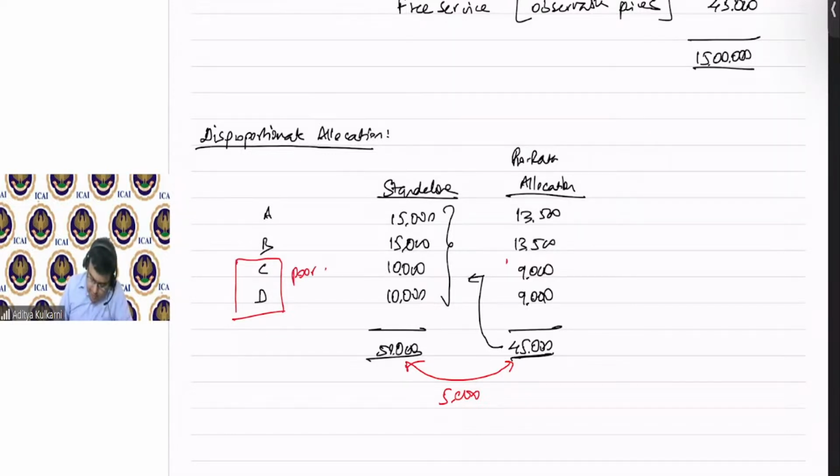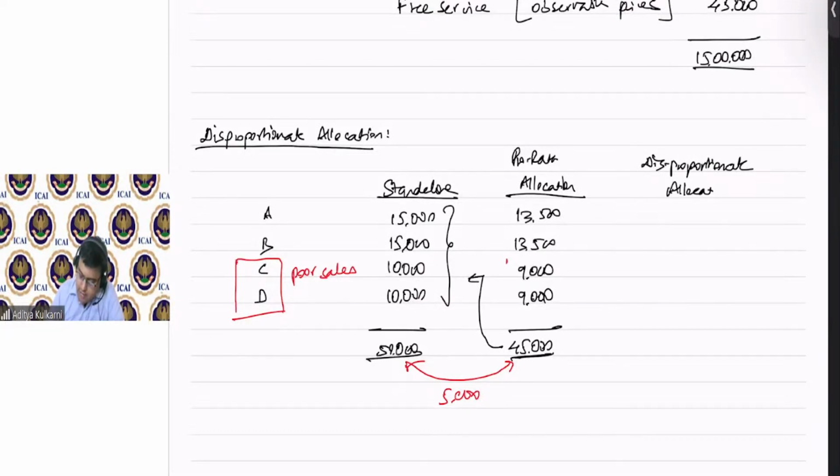So, to conclude, the discount of 5,000 is attributable only to C and D. It's not attributable to A and B. And therefore, the allocation looks something like this.